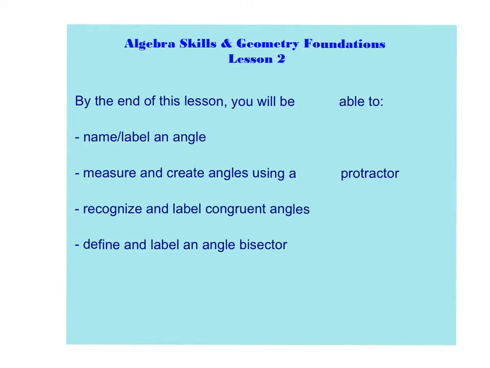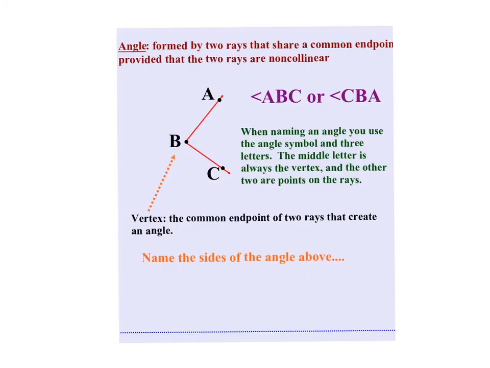Here are a few of the things you'll be able to do by the end of this lesson. You'll be able to name and label an angle, measure and create angles using a protractor, recognize and label congruent angles, and define and label an angle bisector. Let's go ahead and get started.